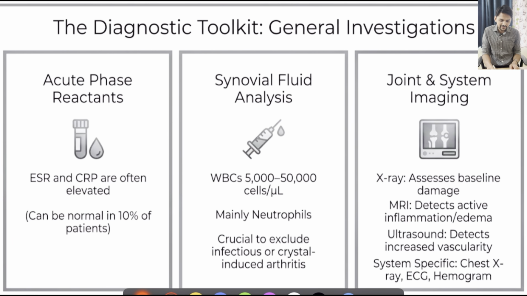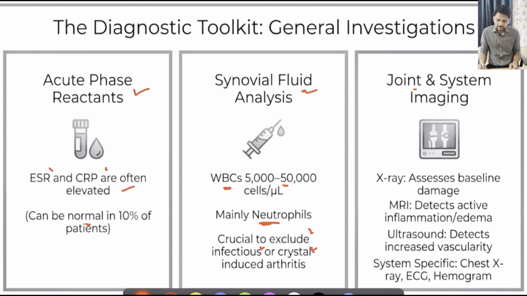And we can take the help of some other investigations as well. For example, acute phase reactants, ESR and CRP might be elevated often, but they can be normal in about 10% of the patients. And if it is monoarticular kind of presentation, commonly in peripheral spondyloarthritis, we can send for synovial fluid analysis, and it should show the inflammatory picture. That is, WBCs ranging from 5,000 to 50,000 cells, mainly involving neutrophils. So why is it important to do synovial fluid analysis? It is crucial to exclude infectious or crystal-induced arthritis like gout or pseudogout.